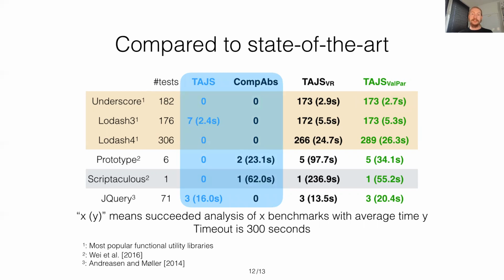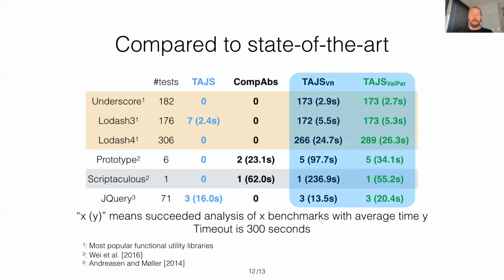As we can see, neither TIES or CompApps performs well on these benchmarks, so I will focus the comparison between TIES-VR and TIES-valpar. The results of the two analyses have some similarities, but TIES-valpar also outperforms TIES-VR in some cases. TIES-valpar can analyze all the benchmarks that TIES-VR can, and for the Lodash benchmarks, TIES-valpar can actually also analyze 24 more cases, which is more than half of the cases that TIES-VR fails. Furthermore, we see significant improvements in analysis time for the prototype and scriptaculous benchmarks, where TIES-valpar is 3 to 4 times faster than TIES-VR.